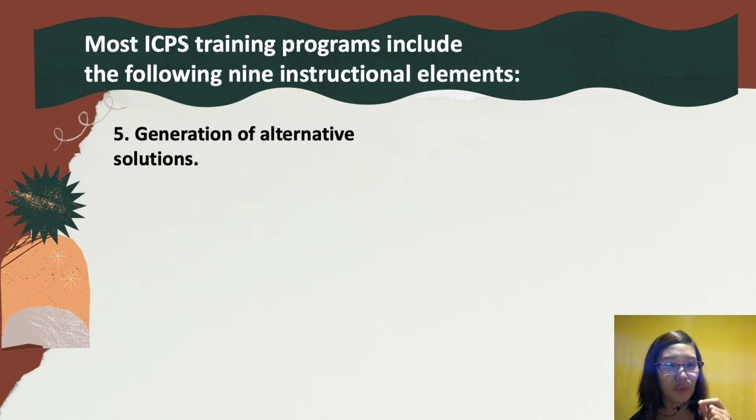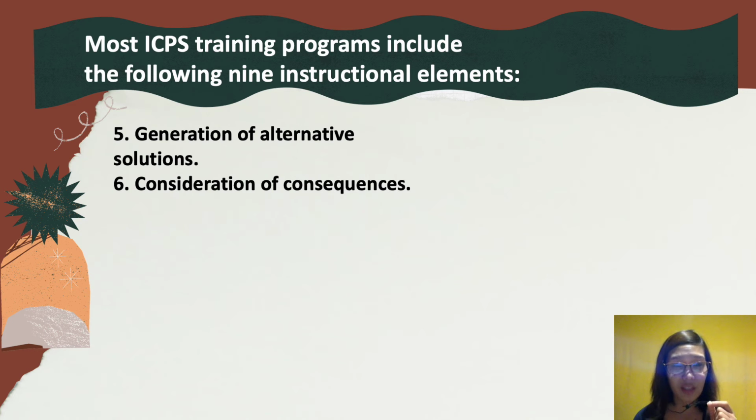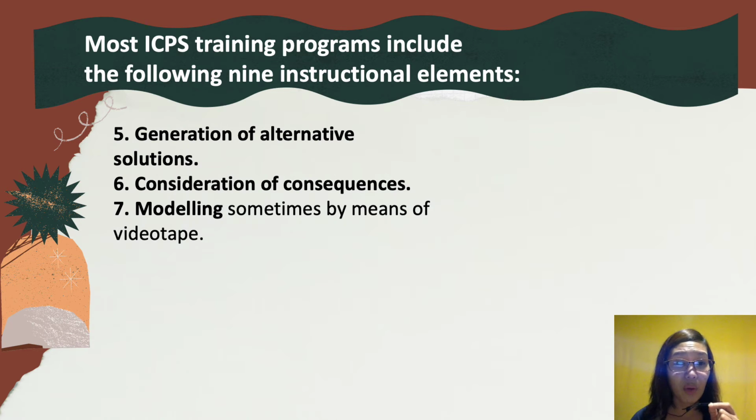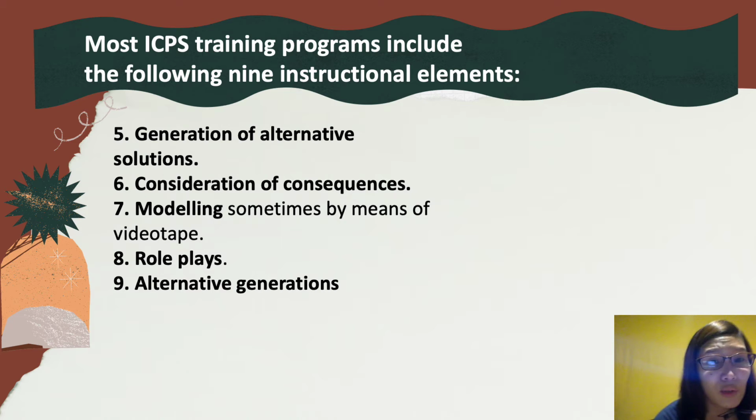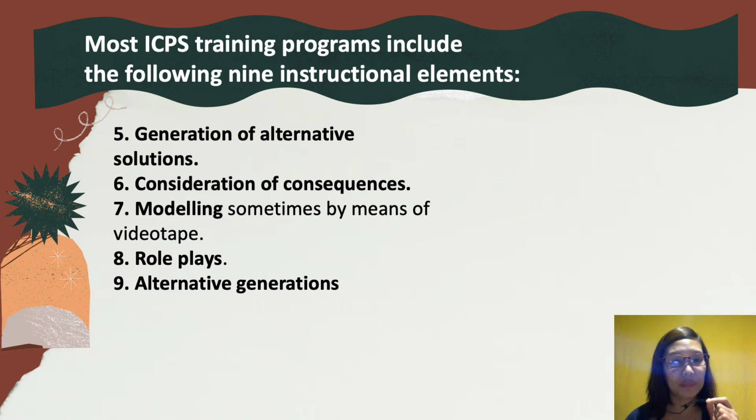So we have to tell our students to think of options, different options, many alternative solutions for a problem. Consideration of consequences, just like the previous slide that we have talked about. Seven, modeling, sometimes by means of videotape or recorded scenarios. And then eight, role plays. And nine is alternative generations, if the first or initial solutions did not really work well.